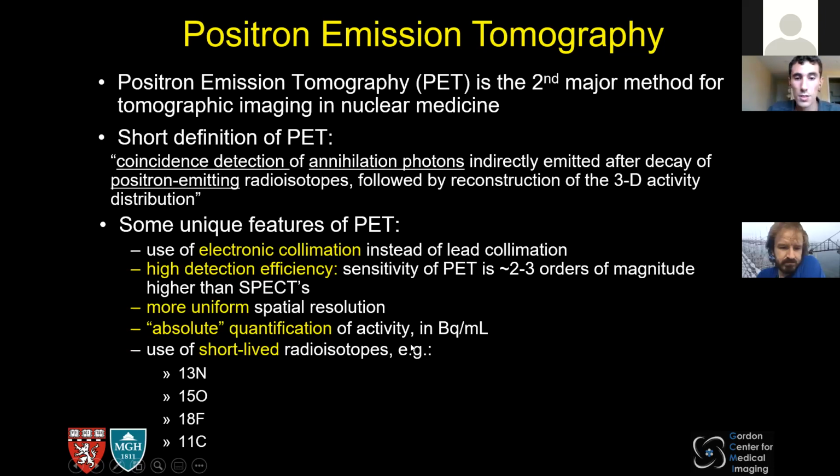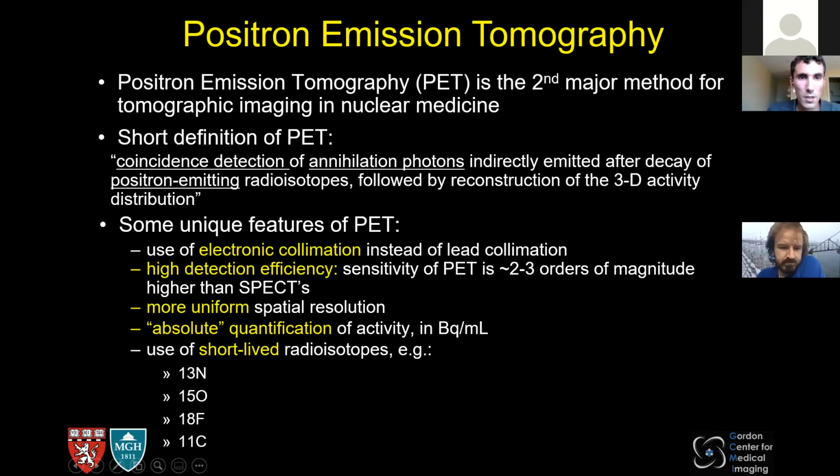And of course, because your isotopes decay faster, you're going to have more photons emitted per unit of time if you have shorter half-lives. Okay, so that's I think an important one too. Do you have any question on this before we move on? Okay, so we're going to come back to all this throughout this lecture.